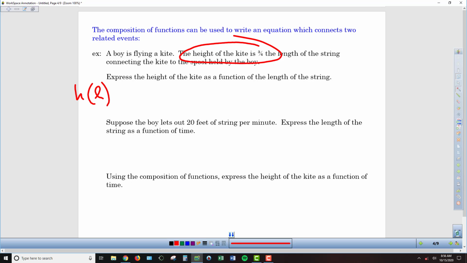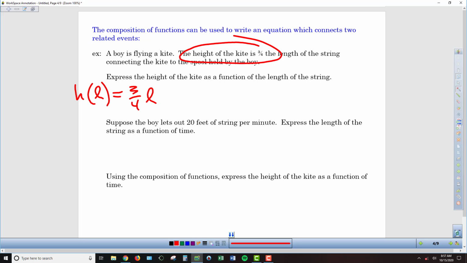So we'll use h as the height of the kite, L as the length of the string. So those are our two variables. So it says here the height is 3/4 of the length. So I'm just going to say 3/4 times L. So whatever I plug in for L multiplied by 3/4, that will give me the height of the kite.